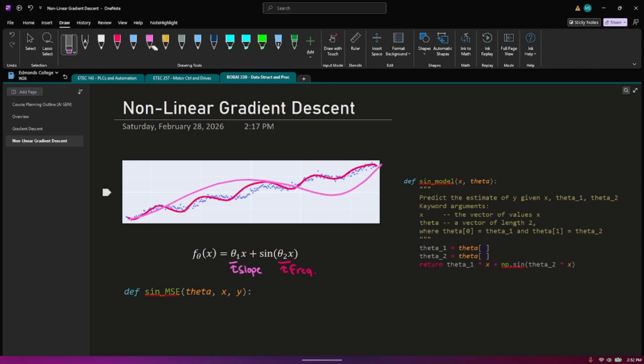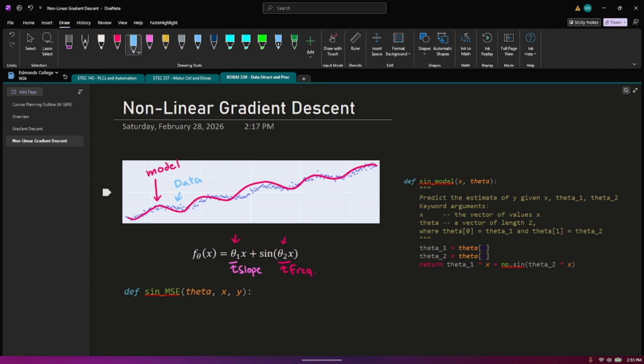So our goal with this problem is to tune our theta 1 and our theta 2, that is our slope and frequency, in order to closely match the blue data we have here. And we remember gradient descent does this by minimizing the error between my model and my data down here.